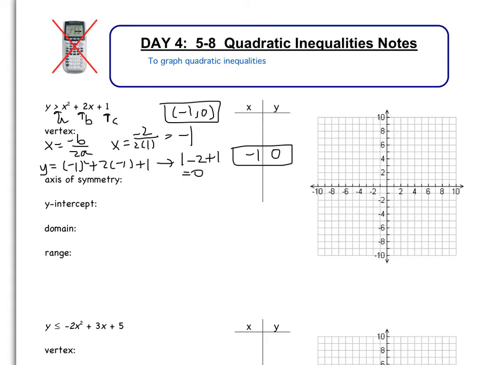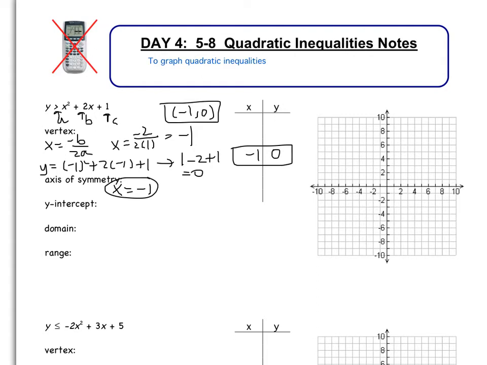Axis of symmetry, remember, just goes along with the vertex. It's the x-coordinate of the vertex. So the axis of symmetry is going to be x equals negative 1. Remember that this needs to be an equation. So negative 1 is wrong. It has to say x equals negative 1, because this is going to be a vertical line.